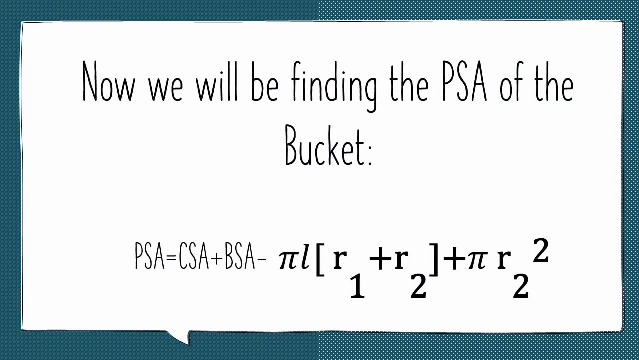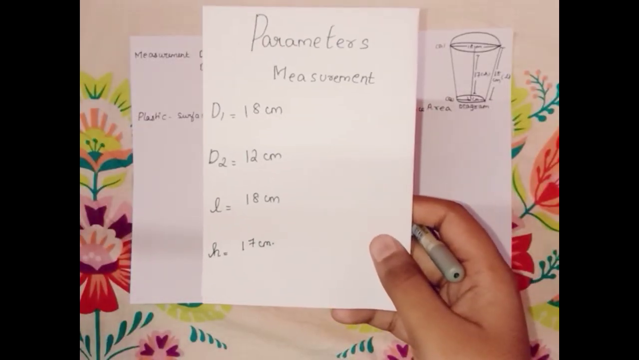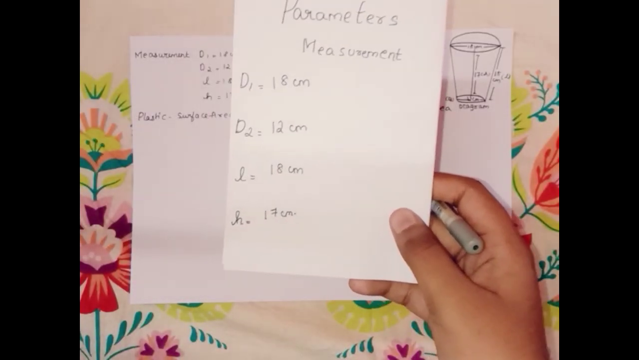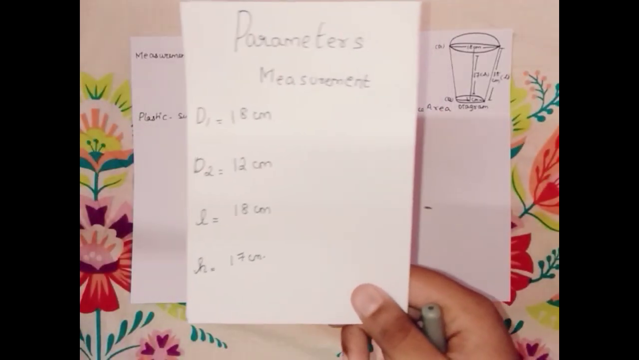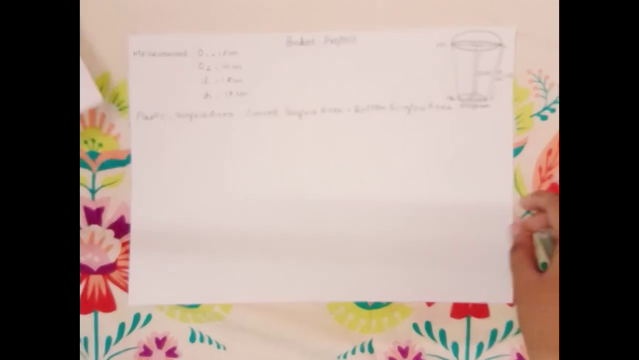Now we will be finding the PSA of the bucket. PSA is the plastic surface area. So PSA is equal to CSA plus BSA, curved surface area plus bottom surface area. So the curved surface area of frustum of cone is pi L into R1 plus R2 and bottom surface area is pi R2 square. As we got the parameter measurements, D1 is 18 cm, D2 is 12 cm, L is 18 cm and H is 17 cm. We will proceed with this.